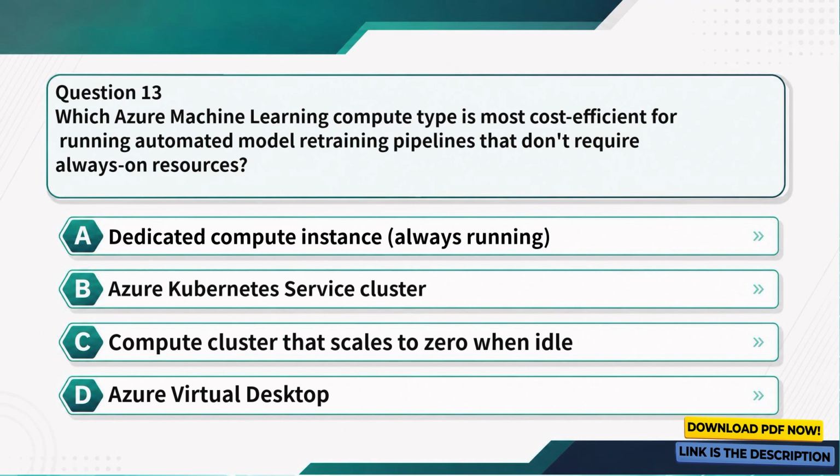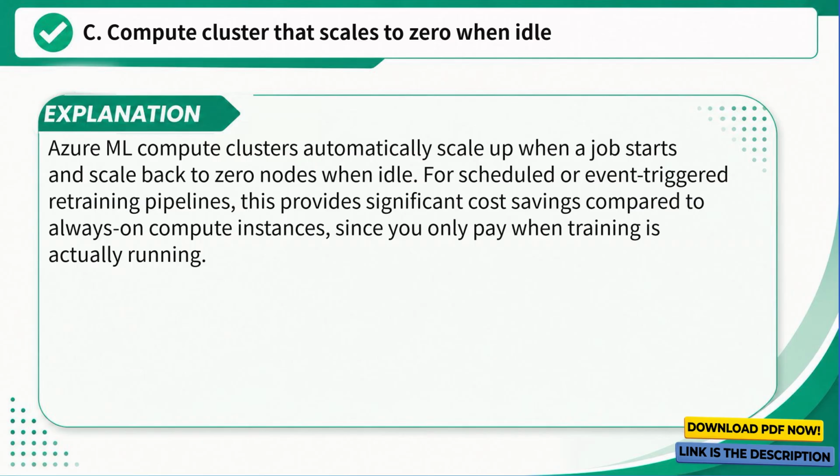Question 13. Which Azure Machine Learning compute type is most cost-efficient for running automated model retraining pipelines that don't require always-on resources? A. Dedicated compute instance, always running. B. Azure Kubernetes Service Cluster. C. Compute cluster that scales to 0 when idle. D. Azure Virtual Desktop. Correct answer. C. Compute cluster that scales to 0 when idle.